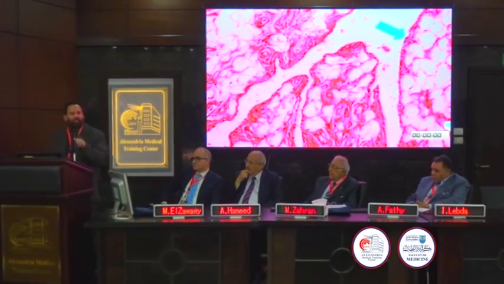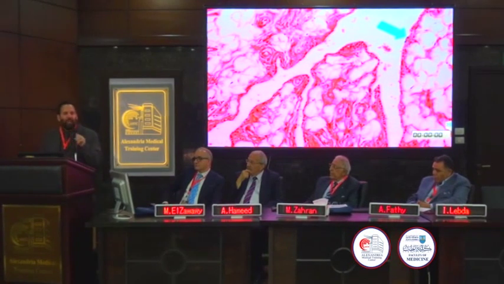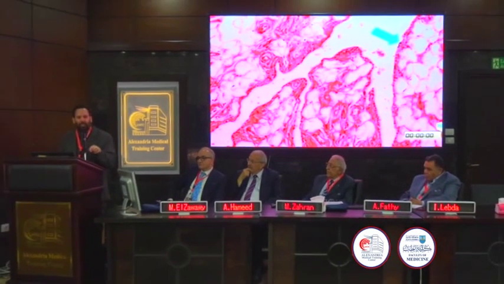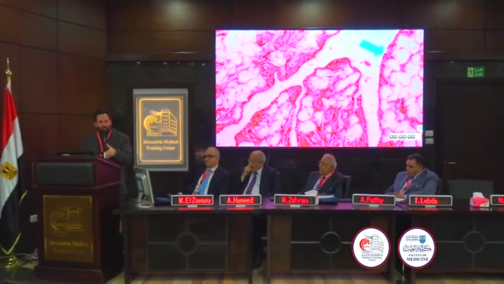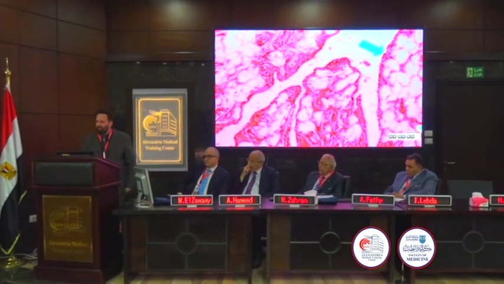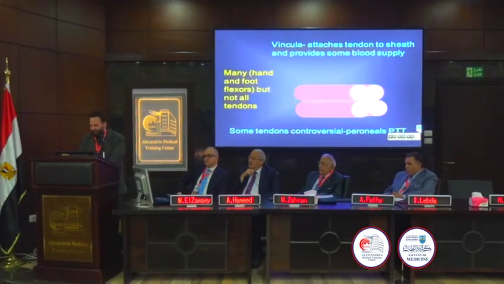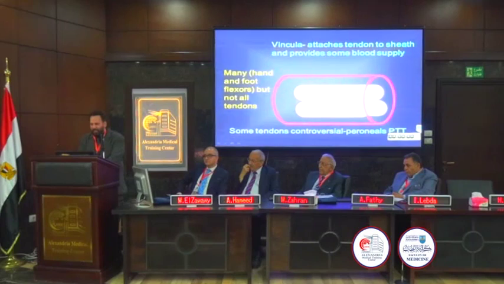The periarticular fat is essential fat. Half this fat pad is essential fat. When you gain and lose weight, half this fat pad doesn't get bigger, it doesn't get smaller. And this is to cushion the tendon because it cushions the synovium. So we have lubrication and we have cushion. So here's your tendon, and the vinculae attach the tendon to the sheath.